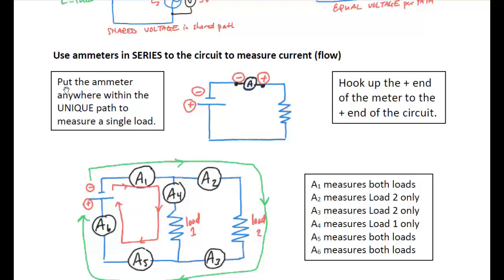Okay, and remember you can put the ammeter anywhere within the unique path to measure that load. I could place it here, I could place it on the other side, I could place it on this corner. It doesn't matter because the current will be the same anywhere in that pathway.